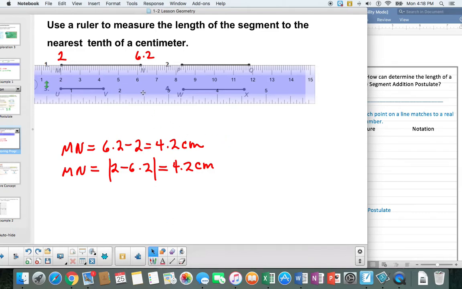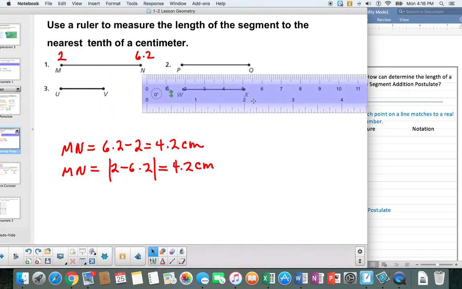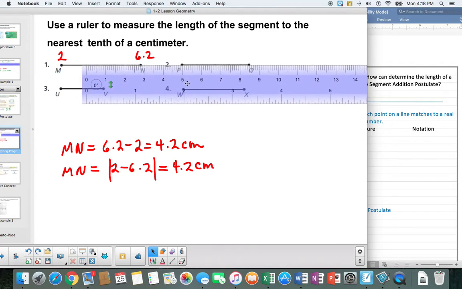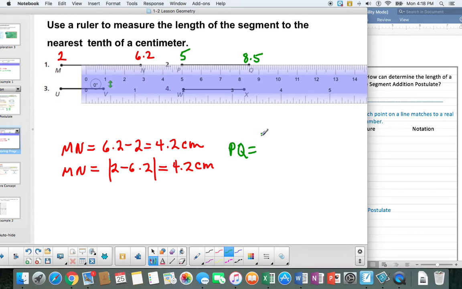All right, let's take a look at this next length here. And again, it doesn't matter how I align it. And I'm going to change my color. So at P, the coordinate associated with P is 5. The coordinate associated with Q is 8.5. So we say distance PQ is equal to the absolute value of 8.5 minus 5, which is equal to 3.5.